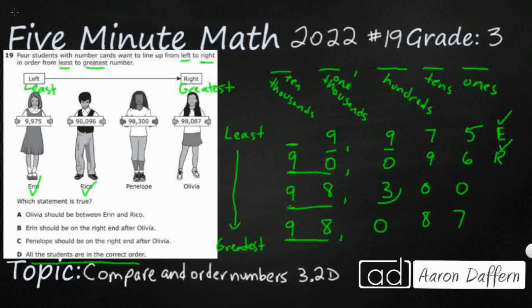But take a look at this. I've got a 3 in front of a 0. 3 is larger than 0. So really, these two need to be flipped. And who is that? Penelope and Olivia need to be flipped. So let's see what we can do. Look at that. C. Penelope should be on the right end after Olivia. Yep, if we flip these two, we'll get everything correct. Our answer here is C.